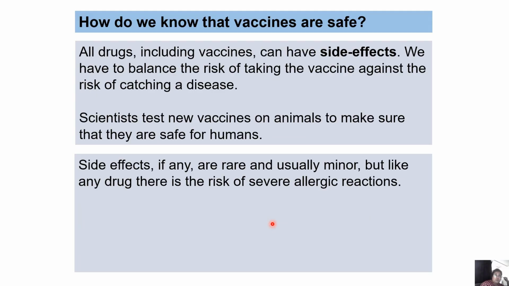So all drugs, including vaccines, can have side effects. So we have to balance the risk of taking the vaccine against the risk of catching a disease. Scientists test new vaccines on animals to make sure that they are safe for humans. Side effects, if any, are rare and usually minor, but like any drug, there is the risk of severe allergic reactions.